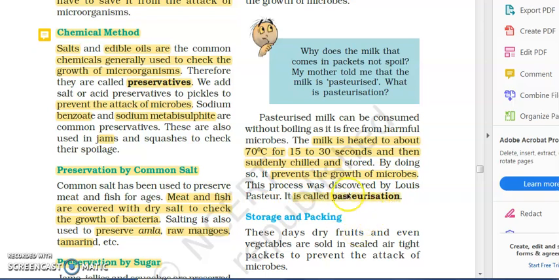What is pasteurization? Heating the milk to about 70 degrees Celsius for 15 to 30 seconds and then suddenly chilling and storing it. This method is known as pasteurization. This method or process was discovered by Louis Pasteur.